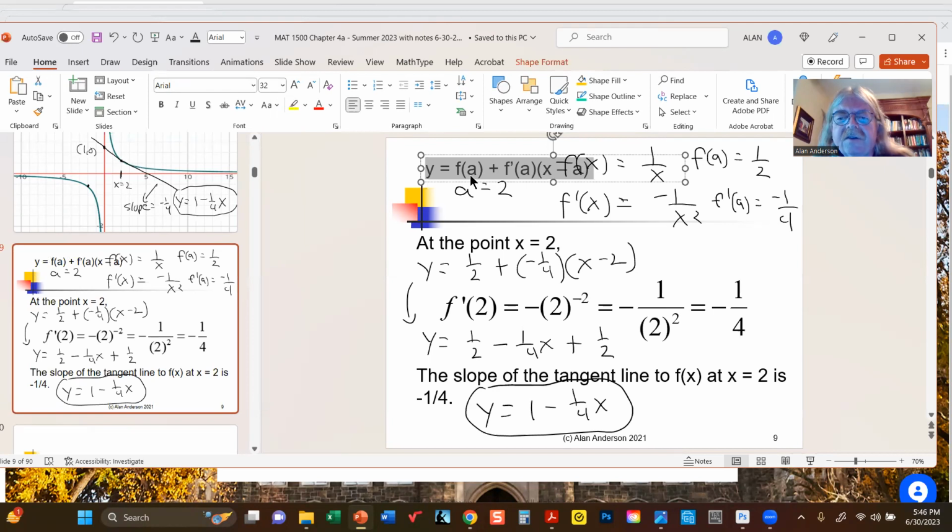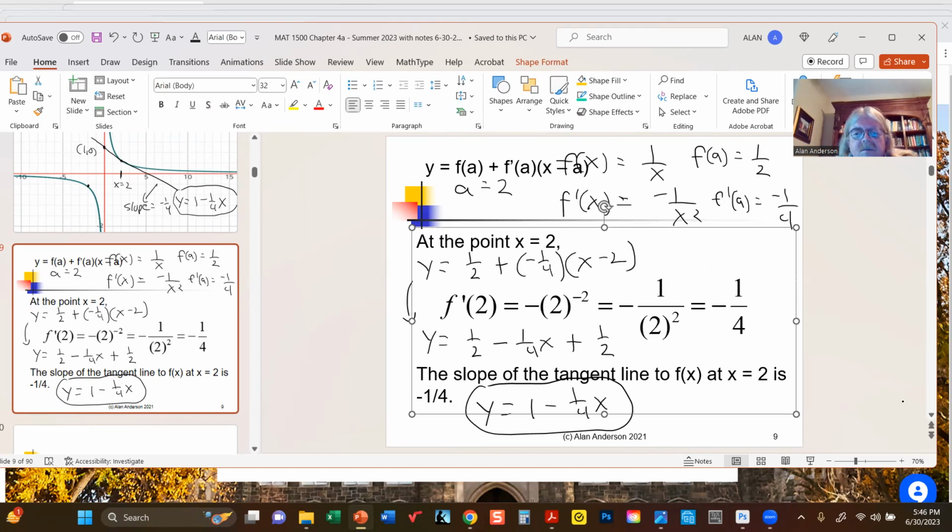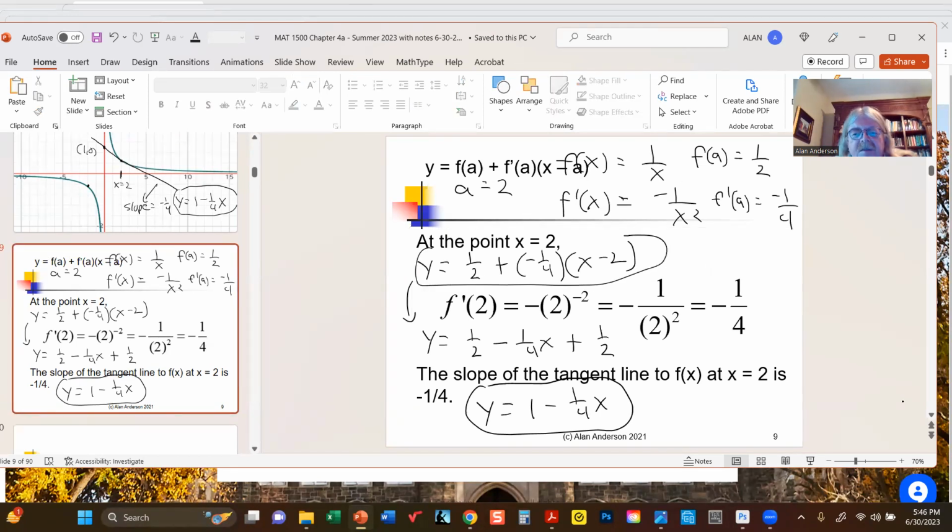Yeah, so what you've got is f of a, which we know is a half, plus f prime of a, which is negative 1/4 right here, times x minus a. In other words, by plugging in the values we just got, this is what we come up with. And now we can simplify algebraically. We have a half minus 1/4 x plus a half. Ultimately, we end up with y equals 1 minus 1/4 x.